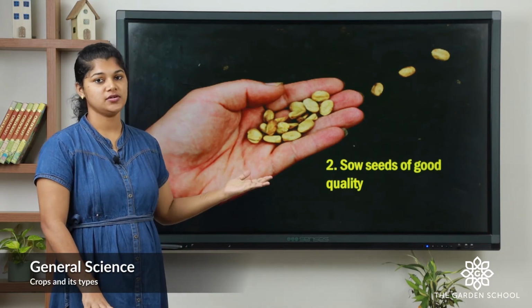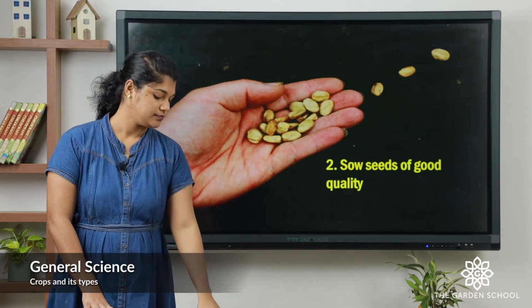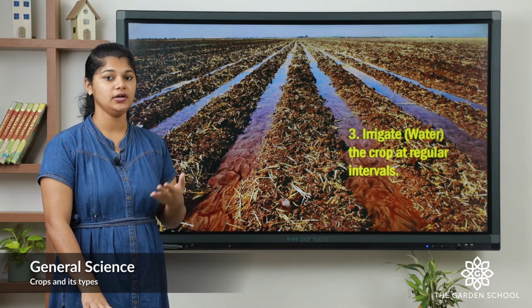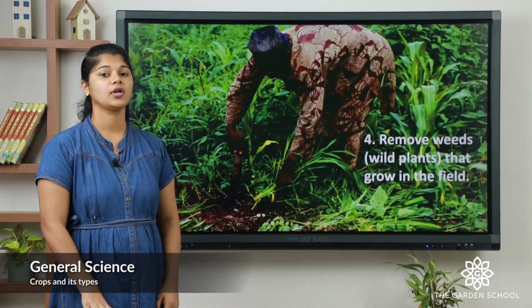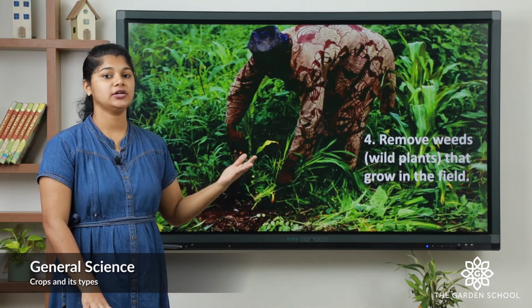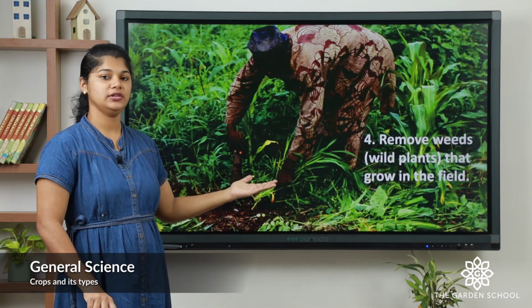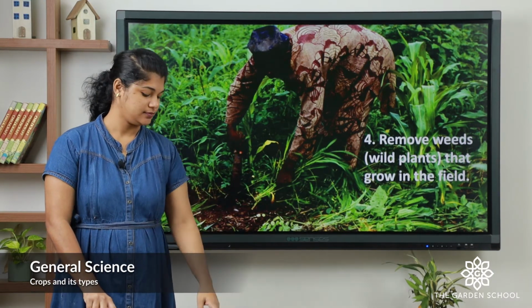The second procedure is to sow good quality seeds. The third one is to irrigate water at proper intervals. And this is the time when the crops and the weeds start to grow. Here they are removing the weeds. Weeds means the wild plants from the field.